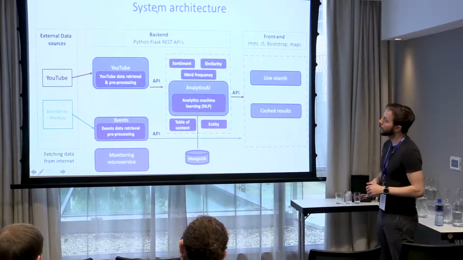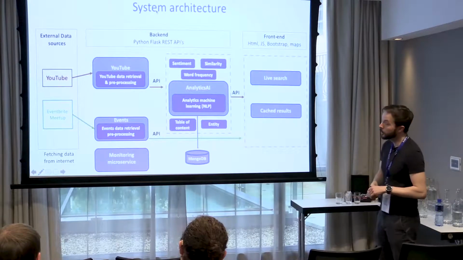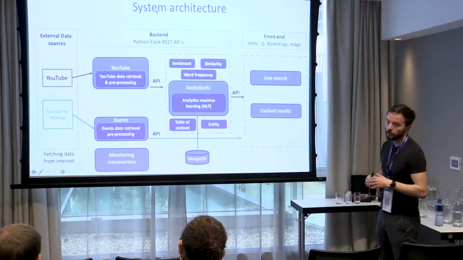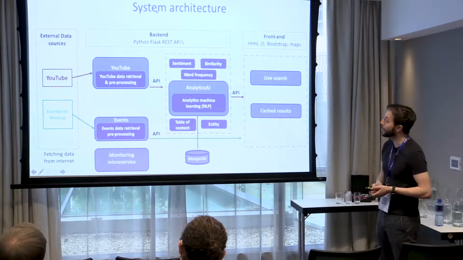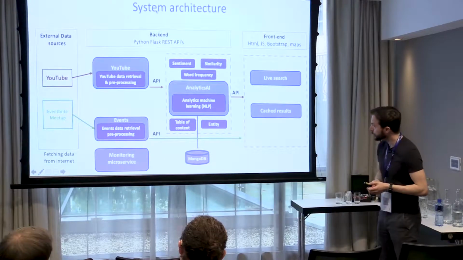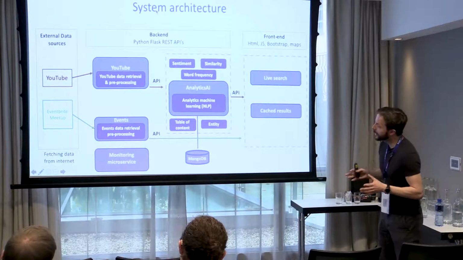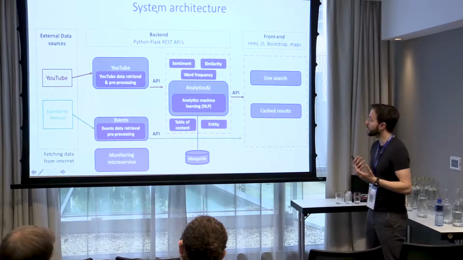Let me show you the architecture. So from the left side, you can see data sources: YouTube, Eventbrite, and Meetup. So we fetch this data from the internet. And the first microservice is for YouTube. So we use that microservice to pre-process the data. And it was a really good choice. Actually, we used the microservices to split the ownership in a team. And it was quite straightforward to develop. The second microservice is for events, to process the event data.